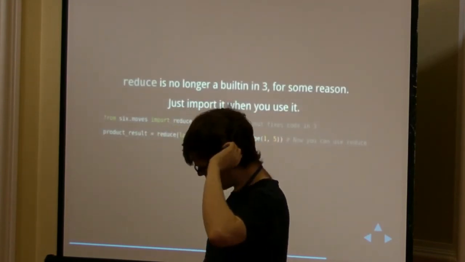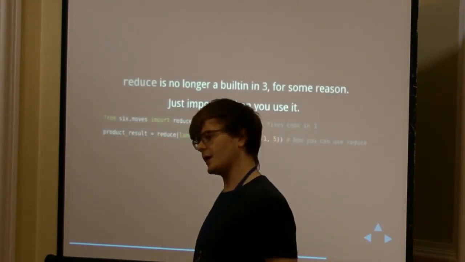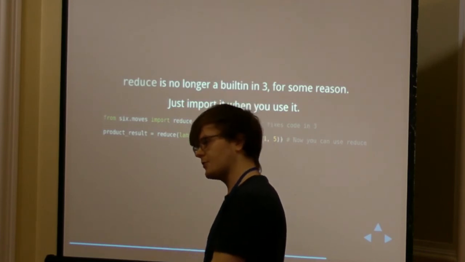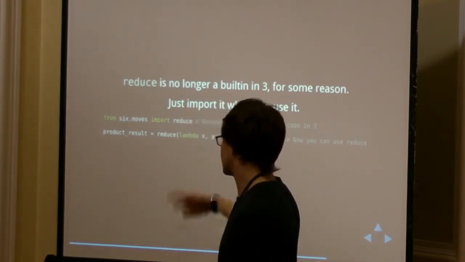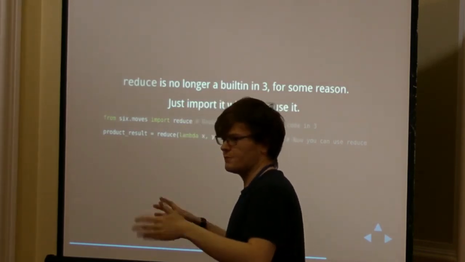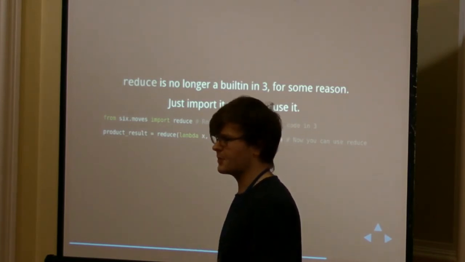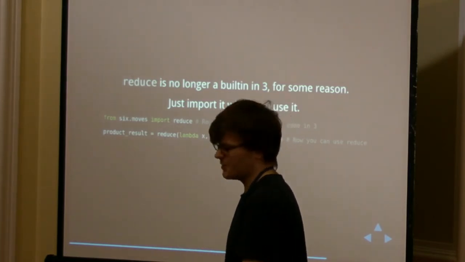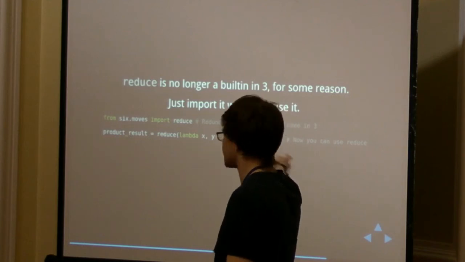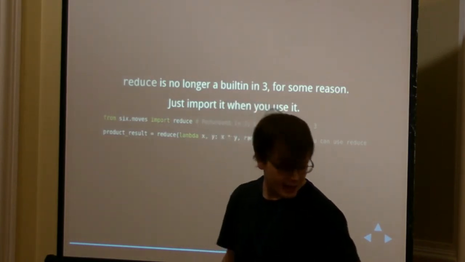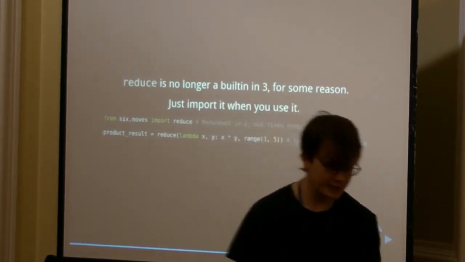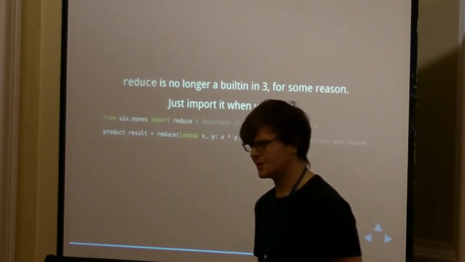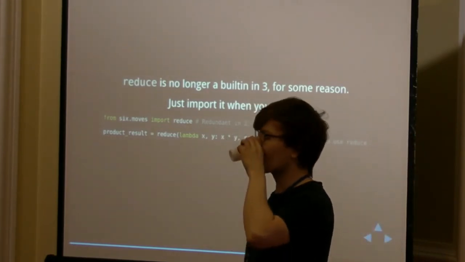reduce is unfortunately removed as a built-in in Python 3. I like reduce a lot, so you have to import it from somewhere. But if you add six.moves reduce, it'll do nothing of interest really in Python 2, but it'll give you reduce in Python 3. And then you can get the product of a series of numbers or whatever it is you want to do with reduce. I found reduce to be handy for Django queries for generating Q objects. It's got a whole bunch of uses in my work.